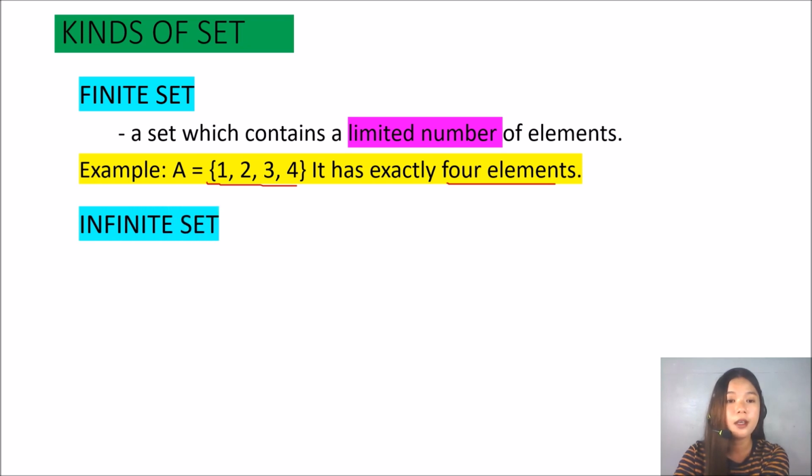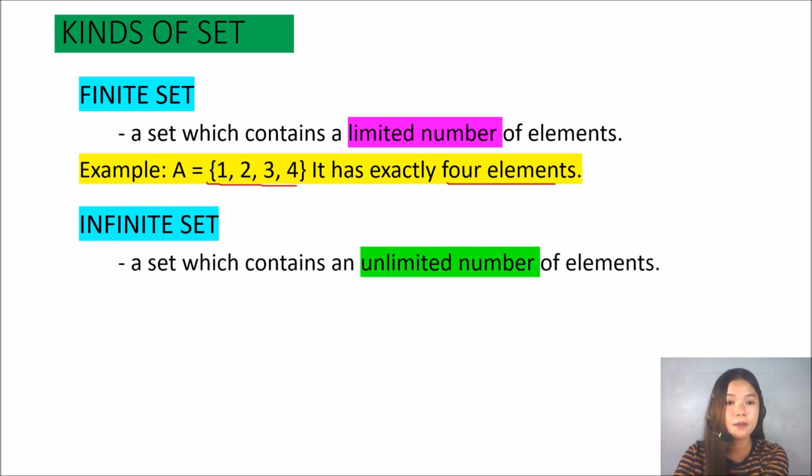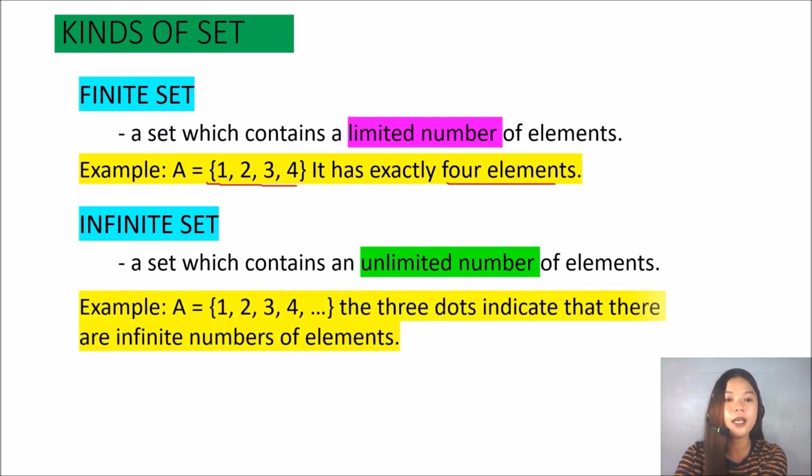Another one, infinite set. A set which contains an unlimited number of elements. Kung sa finite, limited. Sa infinite po, kabaliktaran niya, unlimited. For example, set A, set of counting numbers, 1, 2, 3, 4, so on and so forth. So the 3 dots here indicate that there are infinite numbers of elements. Marami pa pong susunod sa number na 4.